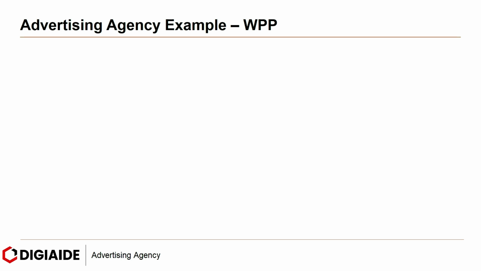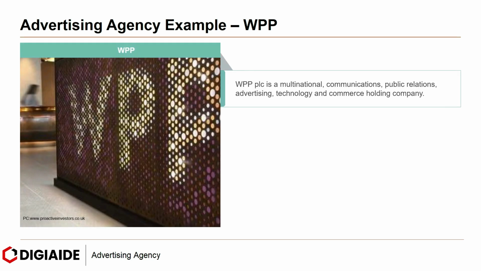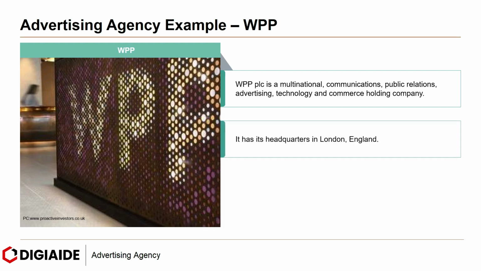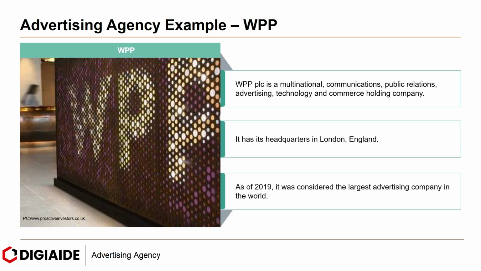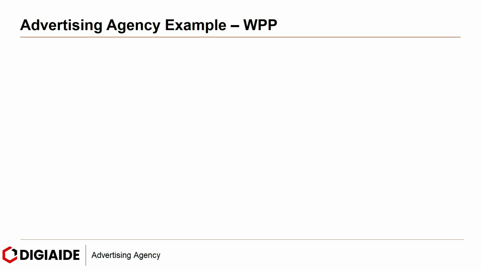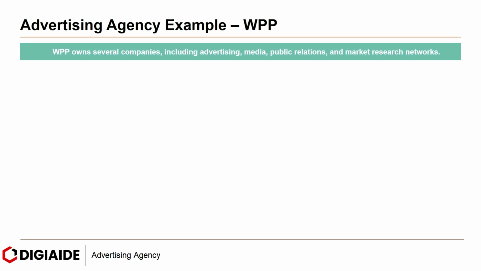The first one being WPP. WPP is a multinational communications, public relations, advertising, technology and commerce holding company. It has its headquarters in London, England. As of 2019, it was considered the largest advertising company in the world. WPP owns several companies including advertising, media, PR and market research worldwide.